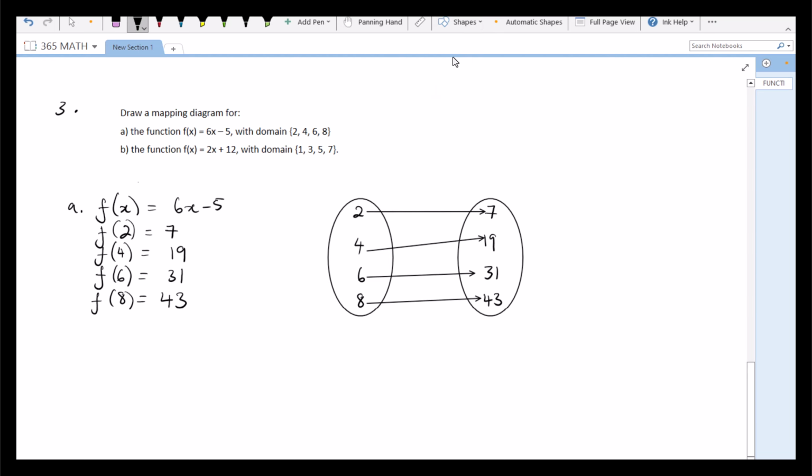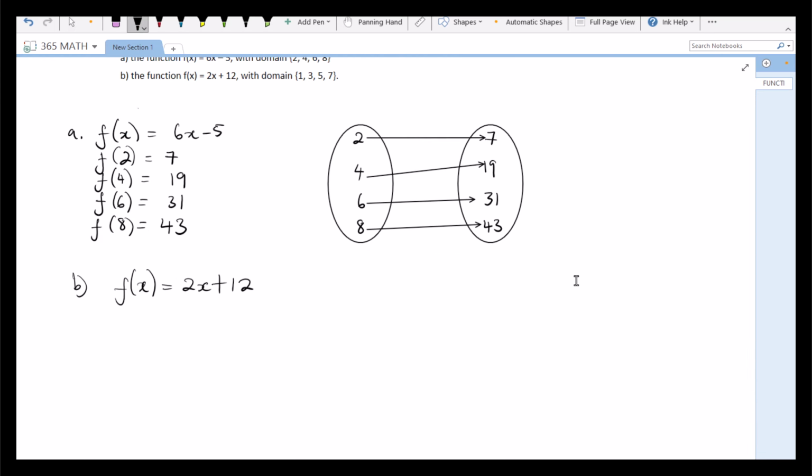Now, we are going to do part B, where we are given the function f of x is equal to 2x plus 12. And we're given the domain as 1, 3, 5, and lastly 7. So if we put 1 for x right here, we're going to get 14. And then if we put 3, we get 18. And then for 5, we get 22. And lastly for 7, we get 26.